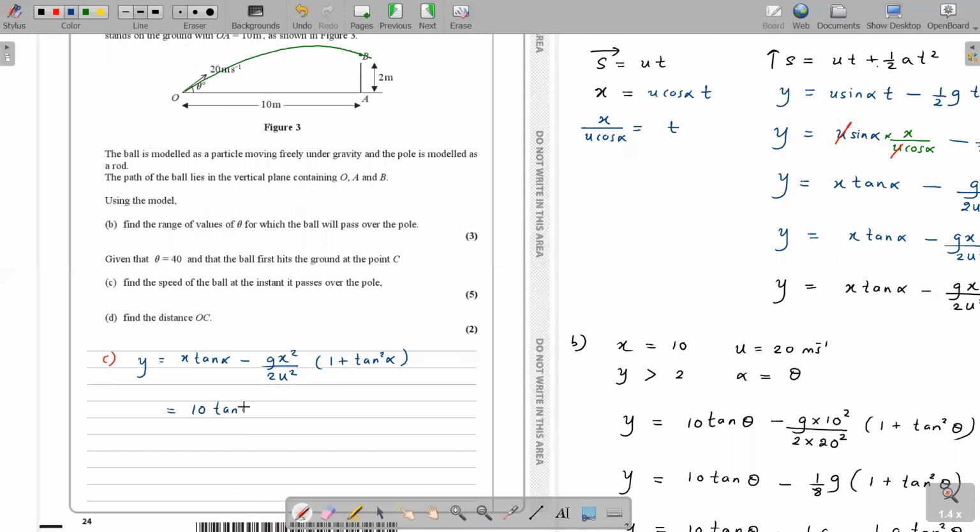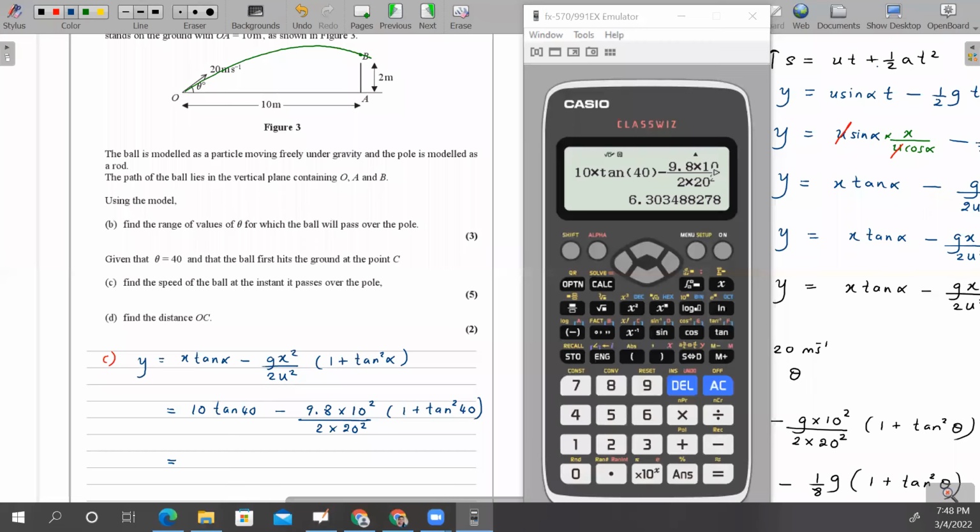This is tan 40 minus 9.8 into x square, which is 10 square, over 2 times u square, which is 20 square, right? Times 1 plus tan square 40. Type this whole thing in the calculator and get me the answer. So I type the whole thing in the calculator: 10 into tan 40 minus 9.8 into 10 square over 2 into 20 square times 1 plus tan 40, and you can see around the tan 40 I have put an extra bracket to give the power 2. Okay, whole thing square.